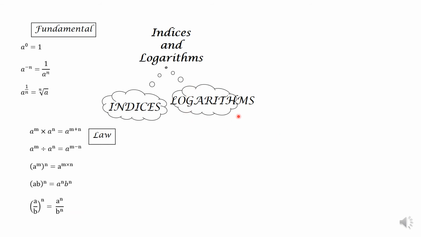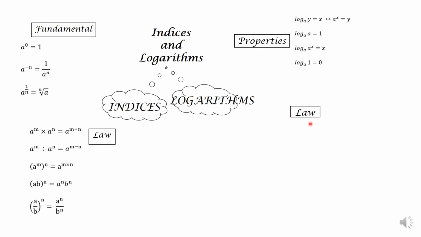Second part, logarithms. The properties. Log base a y equals x can be written in index form: a to the power of x equals y. Log base a a equals 1. Log base a of a to the power of x equals x. Log base a 1 equals 0.